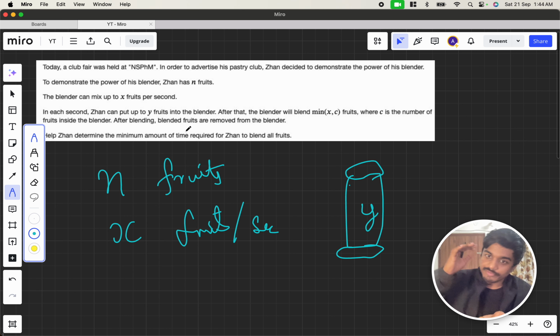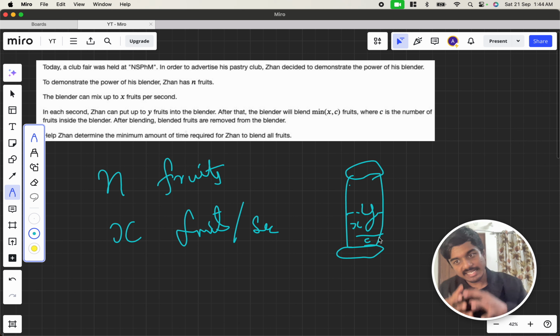So even though we are able to put up to y fruits, the blender can blend only x fruits, or the minimum. If there are only c fruits, which is less than x, it will blend only that minimum. y can also be the minimum. y can be only 3 or 2, but x can be like 100, so it can do all the 3 together, right? So that's what c represents, or y if it is less. After blending, blended fruits are removed from the blender.